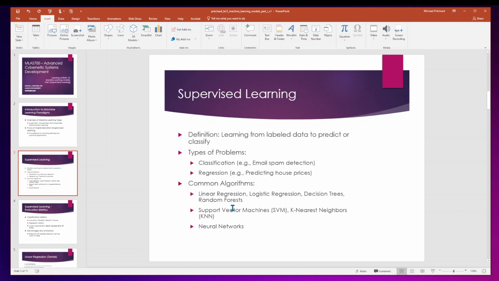So, learning from labeled data to predict or classify. That's supervised learning. Supervised learning is all about, just as it sounds, it uses pre-labeled data, usually from a human, not always, but nowadays not so much. You've got machines that are pre-labeling data for us now, because we've gotten that good at it. But in the early days, it usually was pre-labeled data.